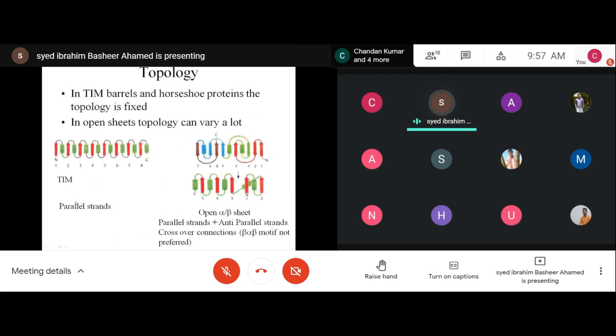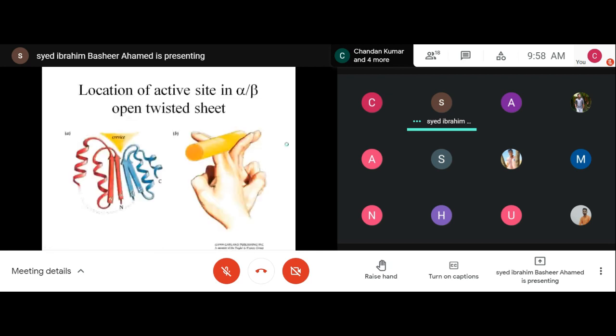Here you can see the topology. In a TIM barrel, all the beta strands are parallel. But in a Rossmann fold, you can see a mixed kind of thing, parallel strands as well as anti-parallel strands. Also you have crossover connections. The location of the active site in the Rossmann fold is again between the loop regions. The crevice of the loop region will be the active site.